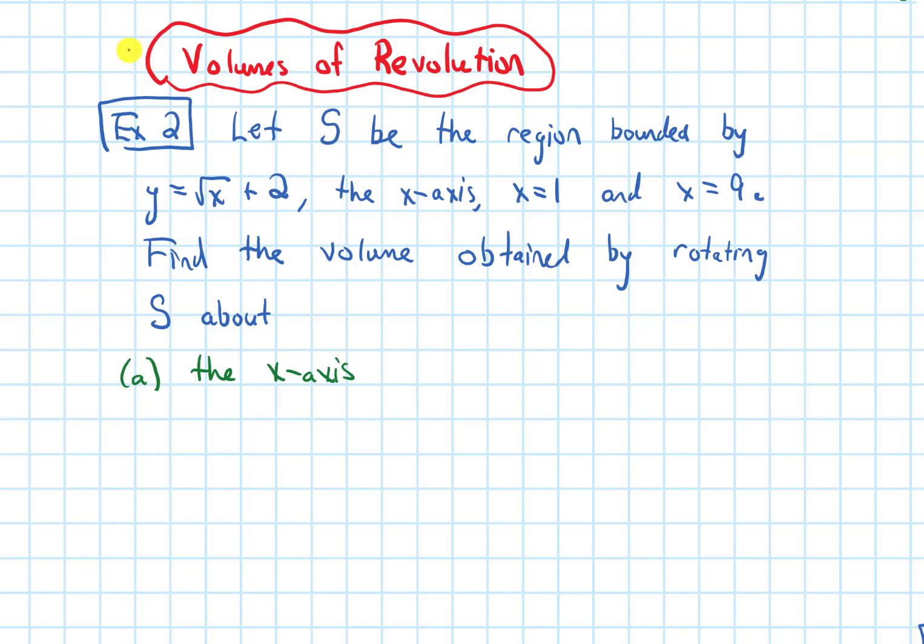In this video, we'll talk about volumes of revolution. So I want to begin this with an example, which says, let S be the region bounded by y equals square root of x plus 2, the x-axis, x equals 1, and x equals 9. Find the volume obtained by rotating S about, part A says, the x-axis.